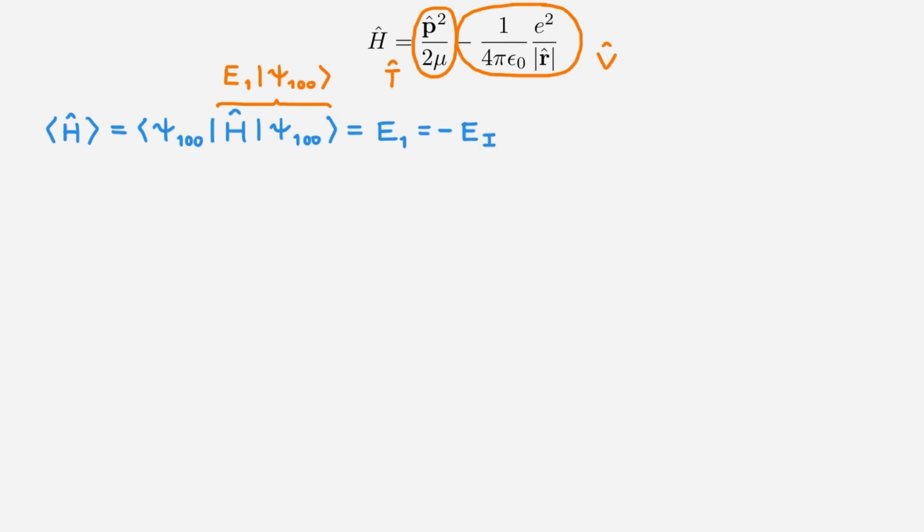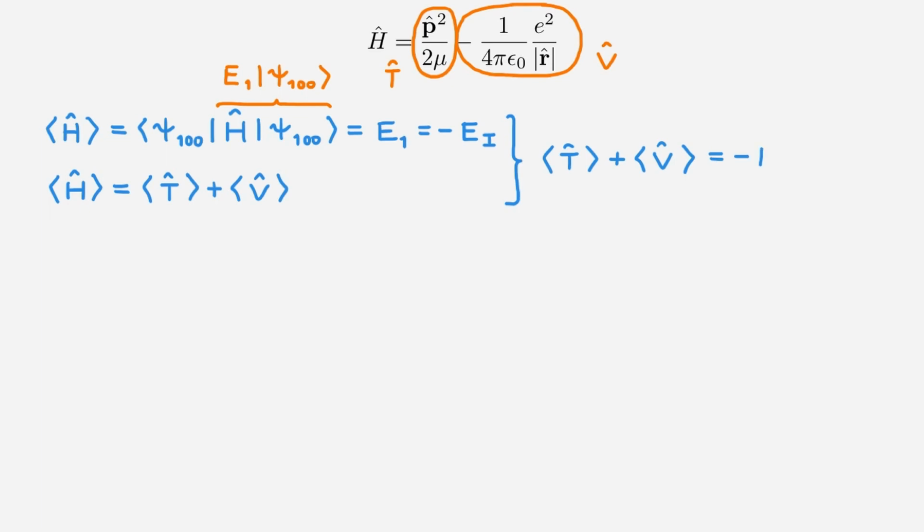On top of that, as the Hamiltonian is the sum of the kinetic and potential energies, we can also write the expectation value of the Hamiltonian as equal to the expectation value of the kinetic energy plus the expectation value of the potential energy. Combining these two results, we get to this relation between the expectation values of the kinetic and potential energies with respect to the ground state wave function.